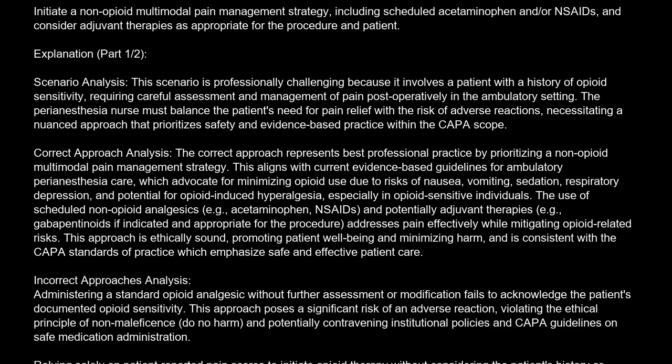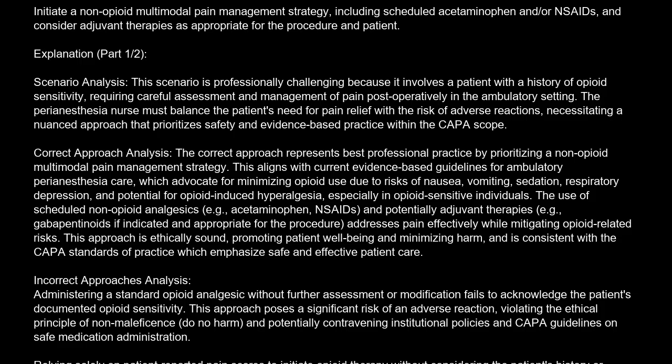Correct answer is A. Initiate a non-opioid multimodal pain management strategy, including scheduled acetaminophen and/or NSAID, and consider adjuvant therapies as appropriate for the procedure and patient. Explanation. Scenario analysis. This scenario is professionally challenging because it involves a patient with a history of opioid sensitivity, requiring careful assessment and management of pain post-operatively in the ambulatory setting.